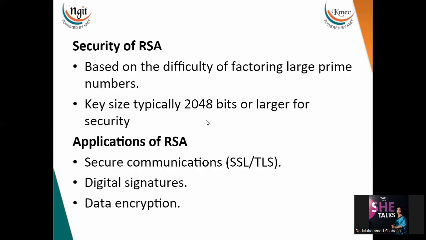And the security of RSA is based on the difficulty of factoring large prime numbers, the product of two primes, and the key size is typically 2048 bits or larger for security. The applications of RSA are secure communication, secure socket layer and transport layer security, digital signatures, and data encryption. These are some of the applications of RSA.